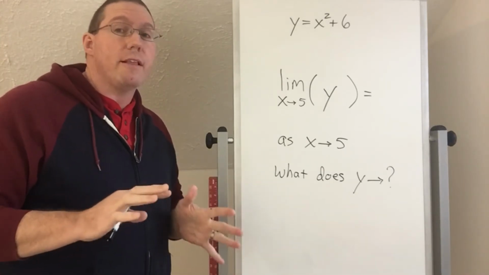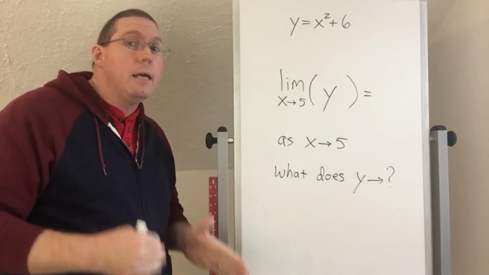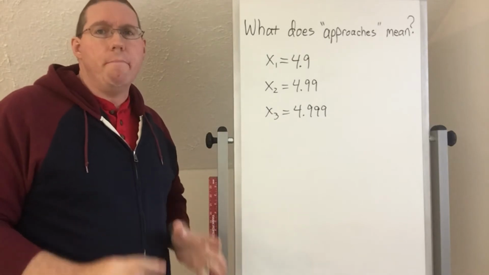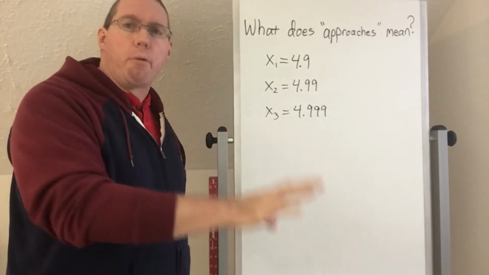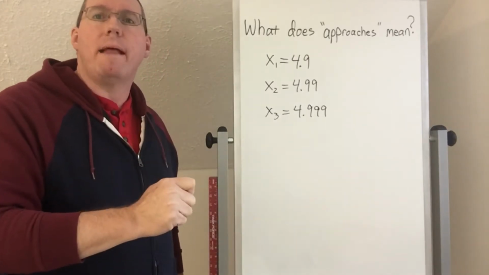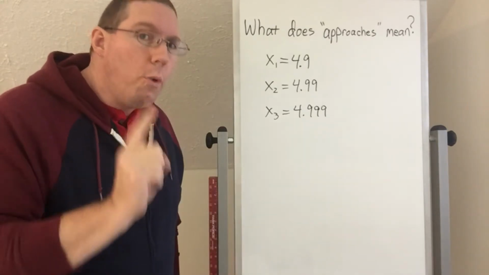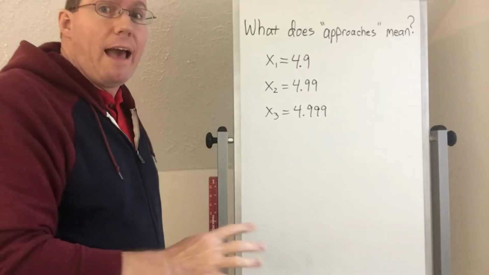So what I want to do is let's talk about what "approaches" means in a limit. So what does approaches mean? Well, in math, for a variable to approach a particular number, it means to get incrementally closer and closer and closer to that number without actually touching that number. Okay, so what I have here is an example.